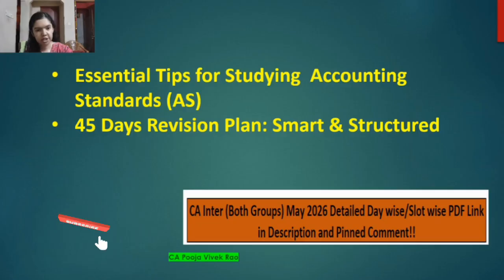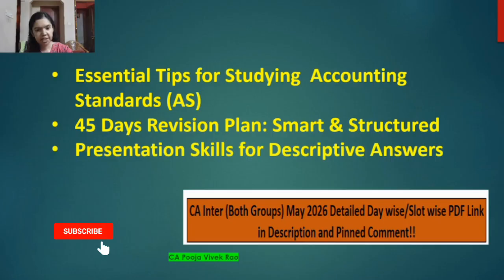Now let's see the next part, what was discussed in this webinar. So next, presentation skills for descriptive answer was discussed. One important point here is clear structure. Begin your answers with clear headings and logical subheadings that will guide the examiner through your response. If you write the headings and subheadings correctly, it will be easier for the examiner to understand.